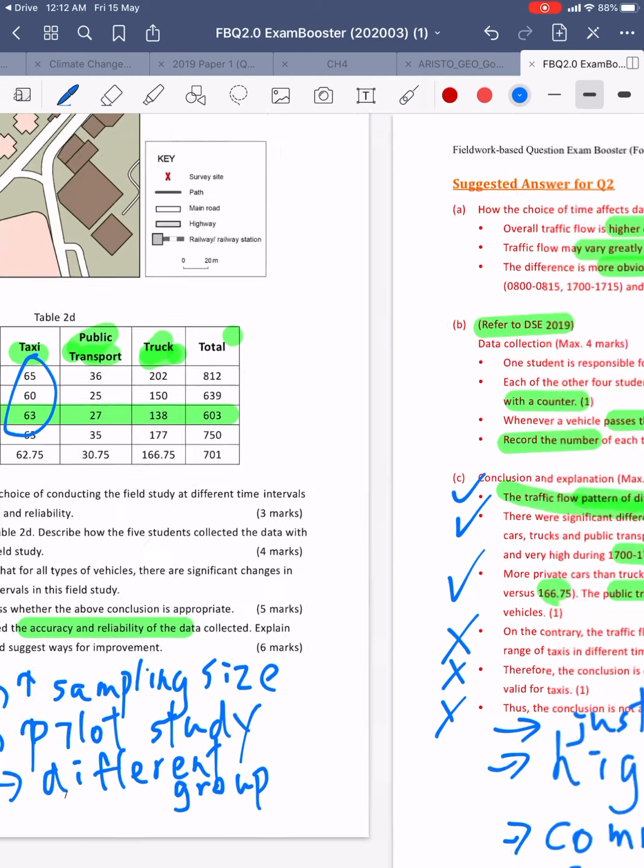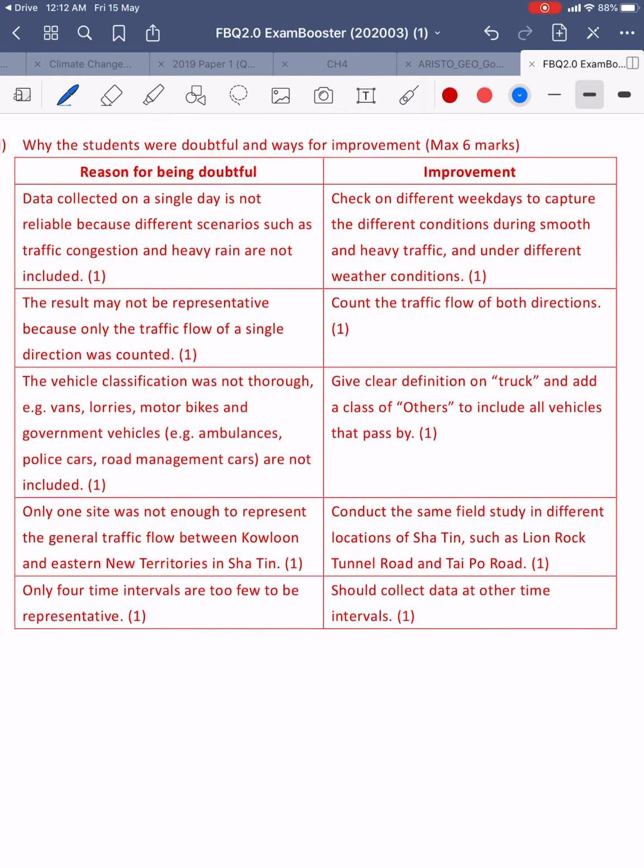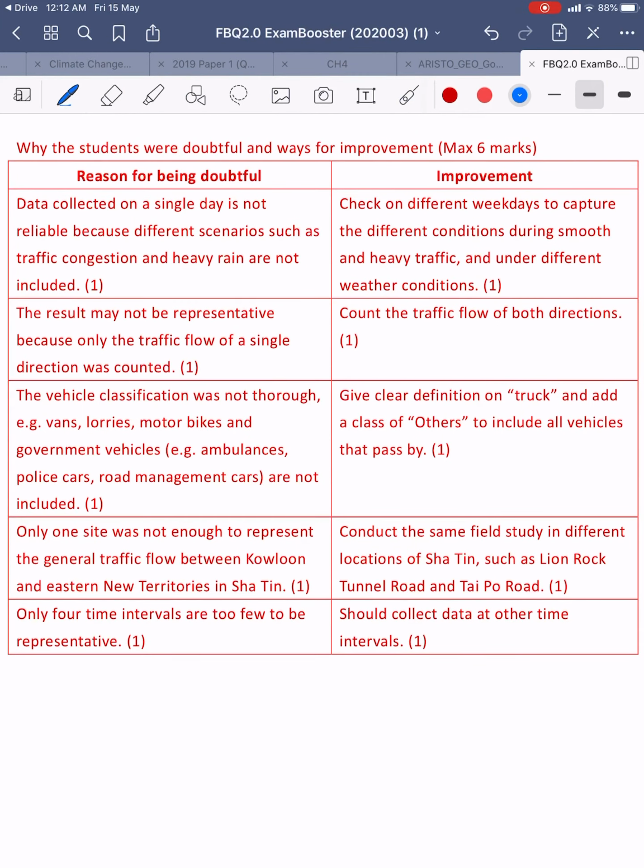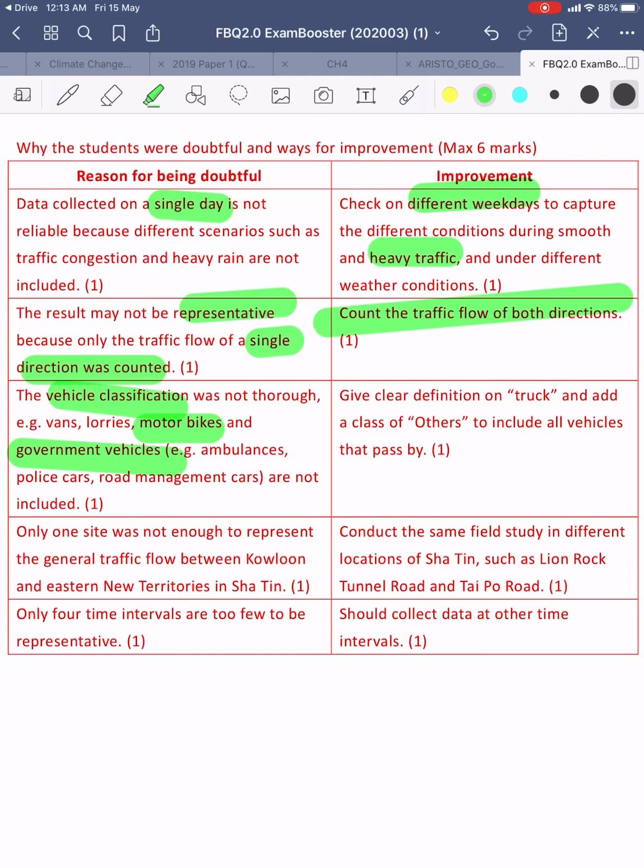Okay, so let's check out the answer, whether it's right or wrong. Data only collected 1 day is not enough, as I have said before. Class suspension, as in my illustration, also reduces the traffic flow. So maybe we can do it in 2 days. Not representative because only one single direction is counted. Maybe we can count the flow of 2 directions. The classification is a bit vague. For example, motorbikes are absent, and government vehicles are also absent. So give a clearer definition of trucks and others.